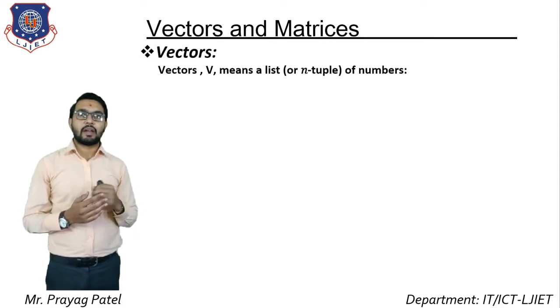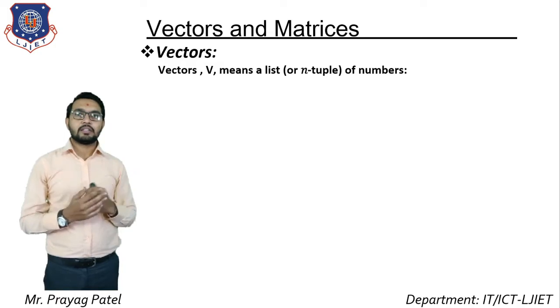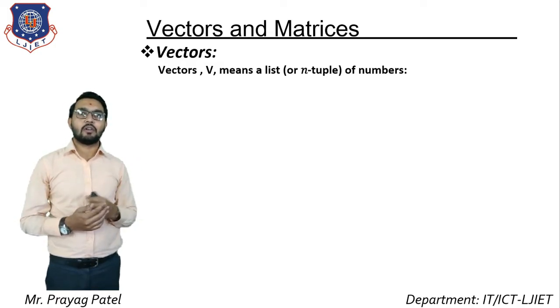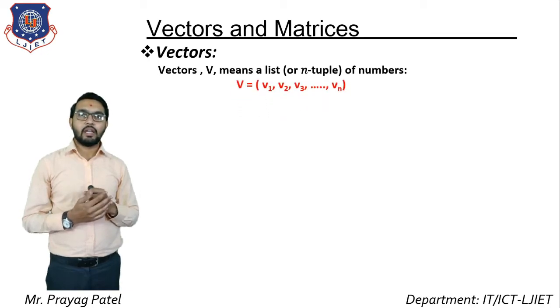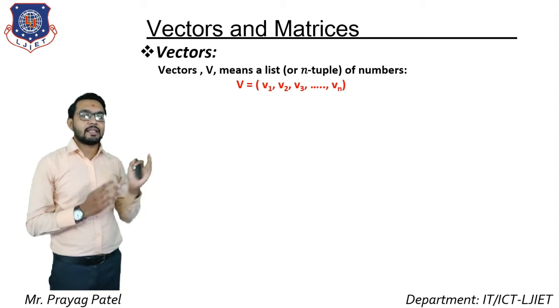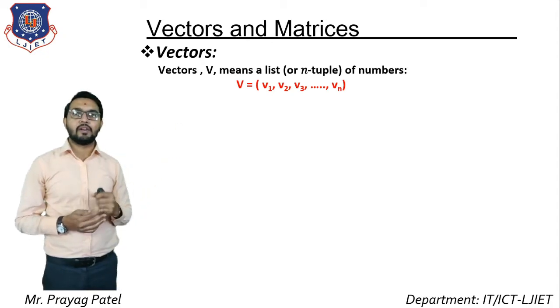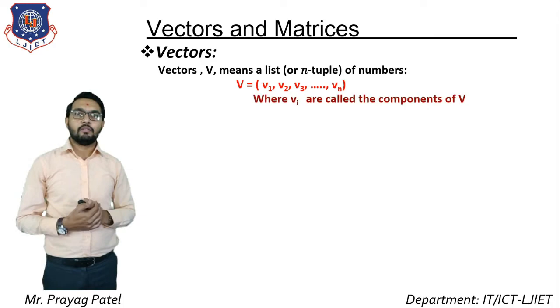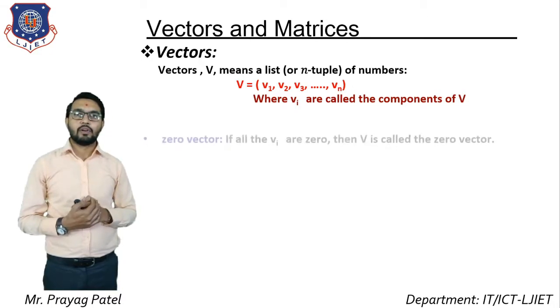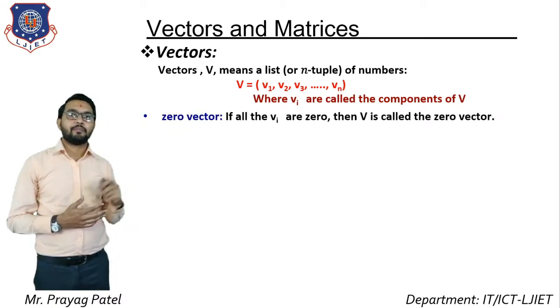A vector V means a list, an n-tuple, or a list of numbers. So V equals V1, V2, V3 up to Vn, which means there are n elements in the given vector V. Here the Vi are called the components of the vector V.